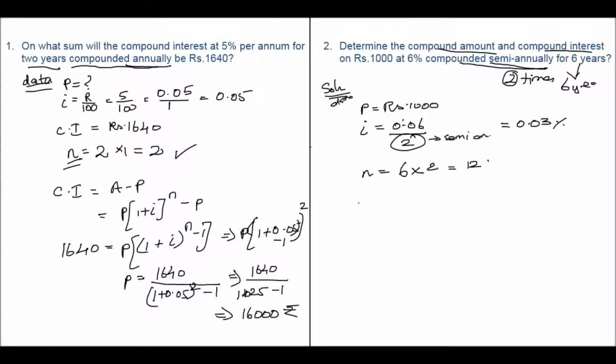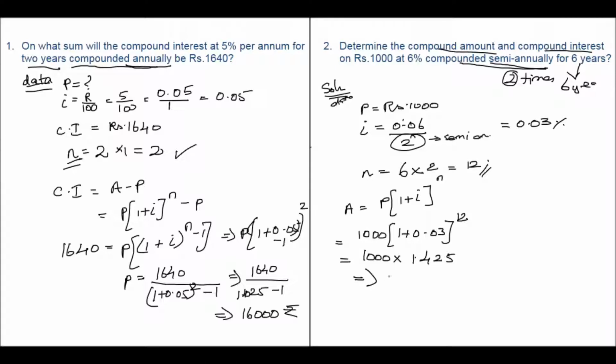Now determine the compound amount. First, amount is equal to P into (1 plus i) the whole power n. What is P? Rupees 1000. 1 plus 0.03, the whole power 12. What is n? n is 12, the number of years times the number of conversion periods. Now the answer will be 1000 into 1.425, which is 1425.76.